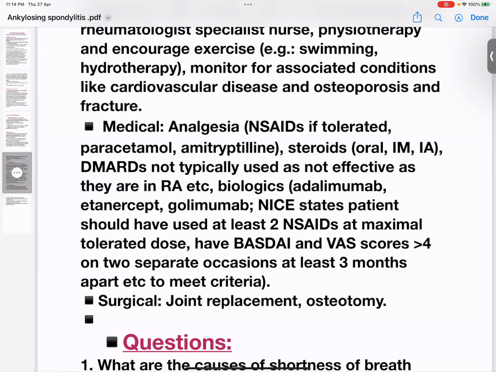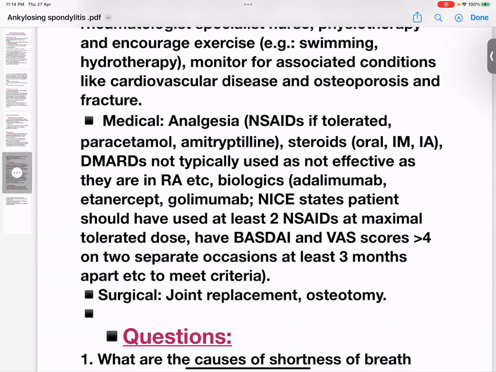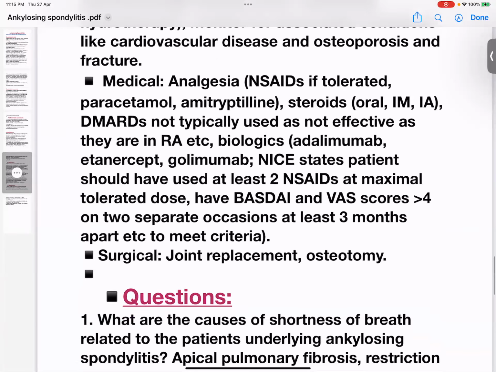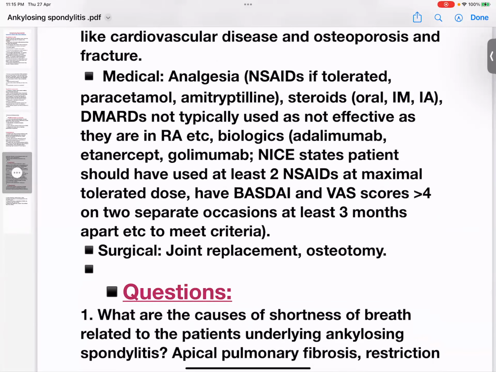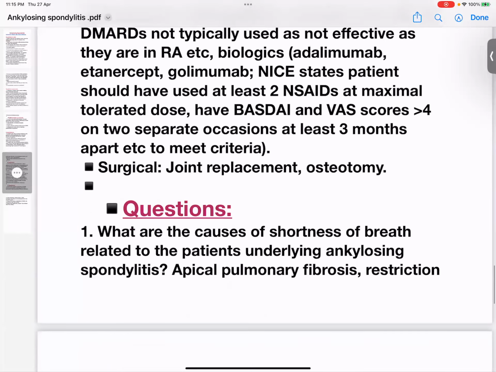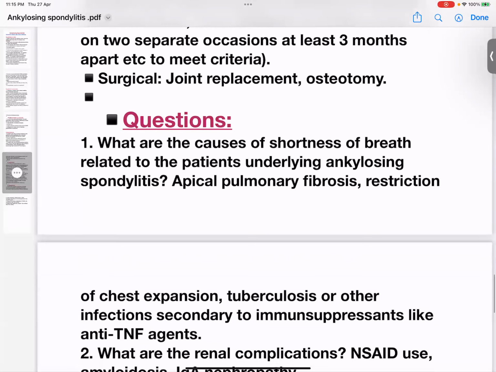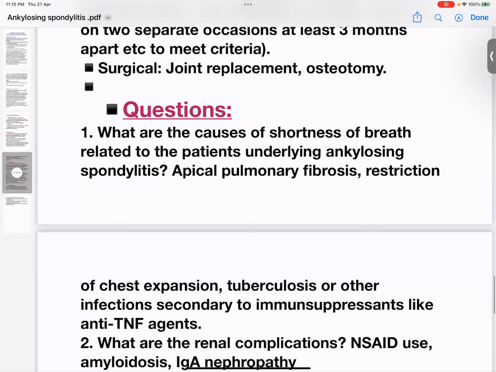NICE states patients should have used at least 2 non-steroidal anti-inflammatories, at least at maximal tolerated use, in order to prescribe the biological treatment. There is a scoring system called BASDAI and VAS scoring system. This is the system which is used for staging of the disease and for scoring for follow-up of treatment. Joint replacement and osteotomy are the surgical options.